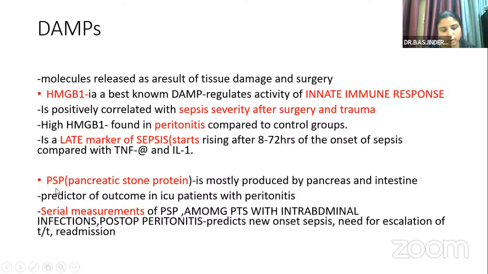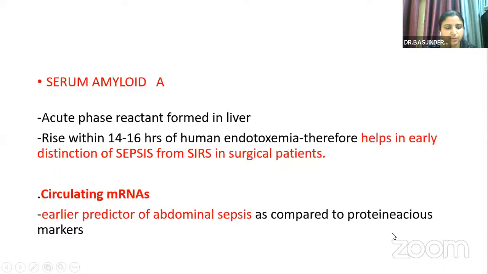Another marker for abdominal sepsis is pancreatic stone protein. It is mostly produced by the pancreas and intestines, and it is a predictor of outcome in ICU patients with peritonitis. And serial measurements of PSP, that is pancreatic stone protein, among patients with intra-abdominal infections or postoperative peritonitis, predict new onset sepsis or need for escalation of treatment or readmission if you have discharged the patient.